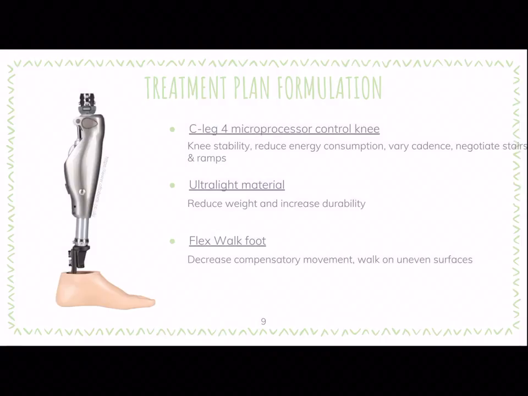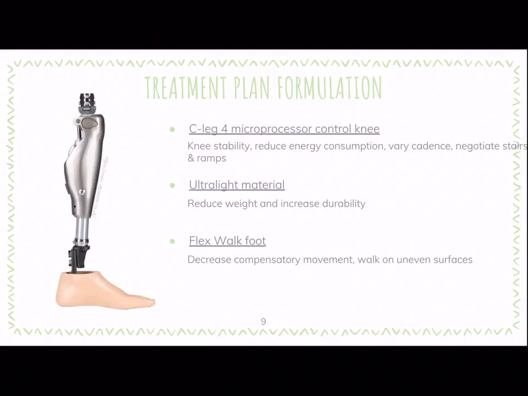And then moving on to the knee and lower components, she was given a C-Leg 4 microprocessor control knee, which helps with knee stability. It can reduce energy consumption, as well as keep up with her varying cadence as she negotiates stairs and ramps at the bleachers for kids games, etc. It also has swing and stance-based control, so it can help her complete her ADLs more efficiently. And although she has not fallen yet, we want to prevent falls and potential additional injuries with the stumble recovery function of the knee, not the stance recovery.